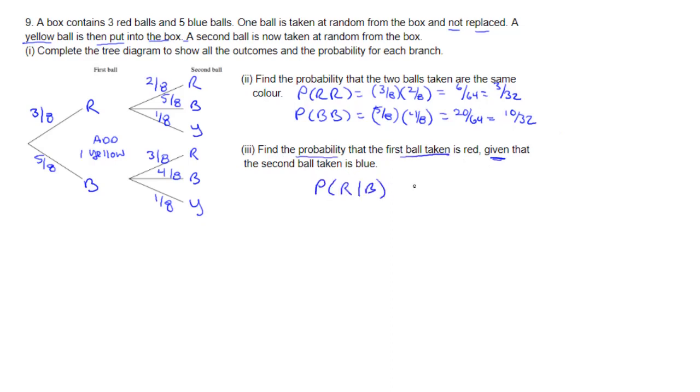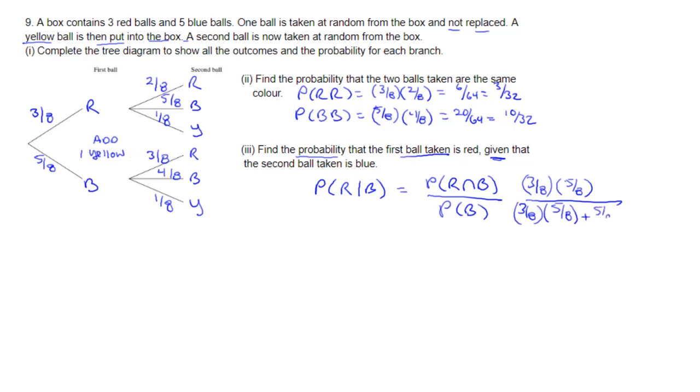All right. So find the probability that the first ball taken is red given the second ball is blue. Well, first thing, we find the red and blue. That's going to be 3/8 times 5/8. And then we just got to see the probabilities where we ended with a blue. And that gives us these. And then we just got to simplify that by dividing, and we're going to find our answer is 3/7.